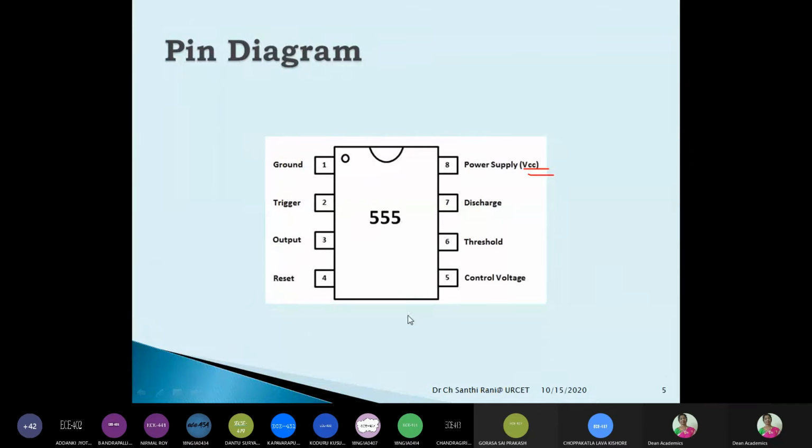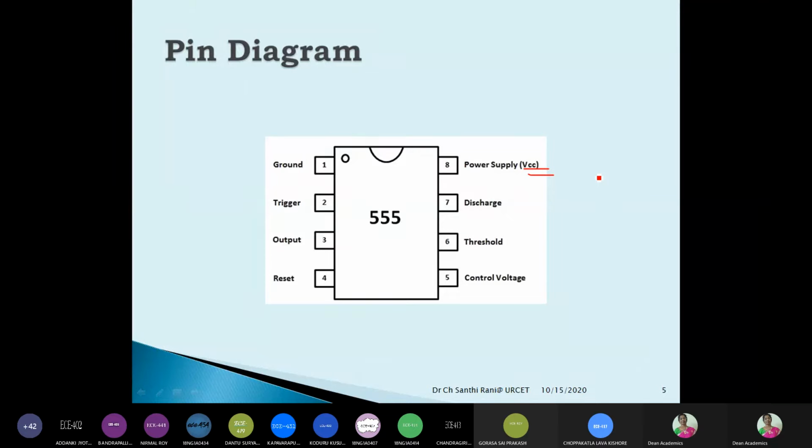Like that, we can say on the 8th pin, we can apply some power supply voltage. Yes, many other friends are also responding. I'm happy. So let me move forward. Later I will see. So on the 8th pin, you can apply plus 5 volts to plus 18 volts, right?